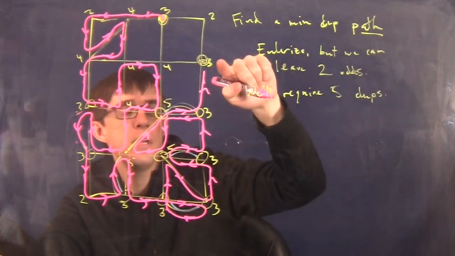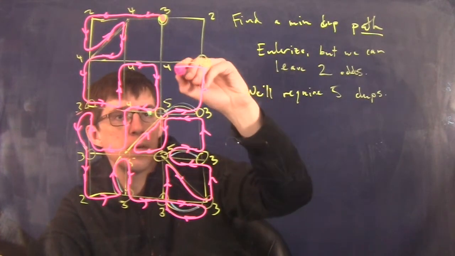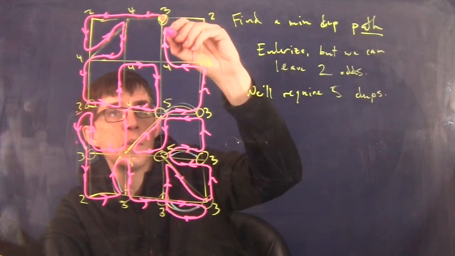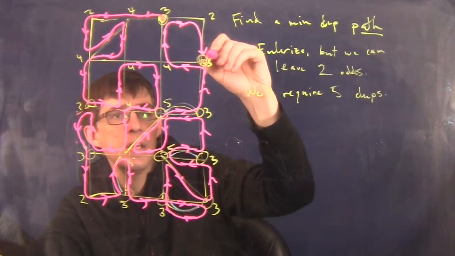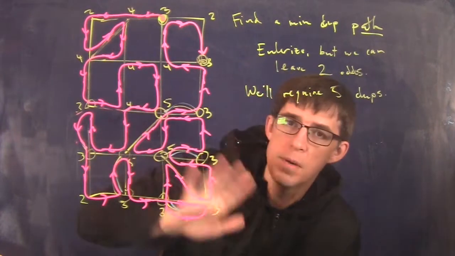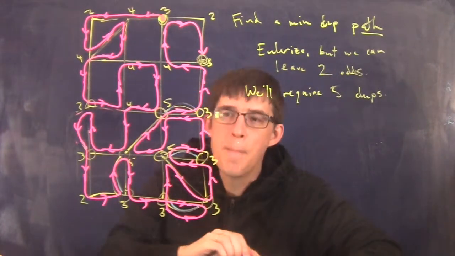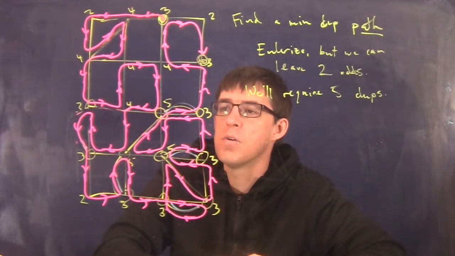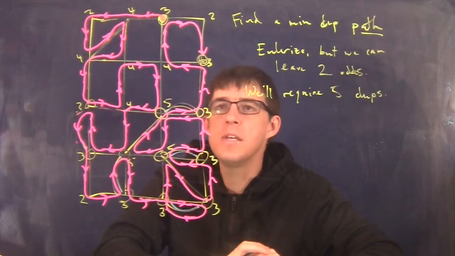Am I doing good? This three is where I'm going to finish, so I think I should be in good shape here. Yeah, there we go. All right, this is the minimum duplication path for this graph. Same idea, just leave two of them as odd.